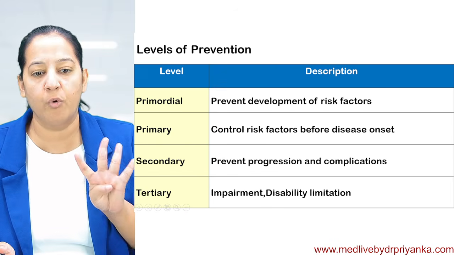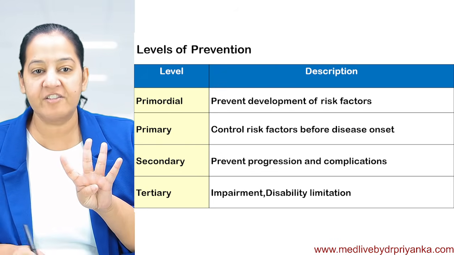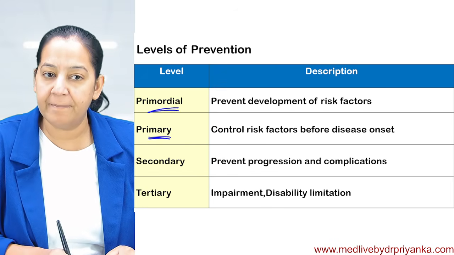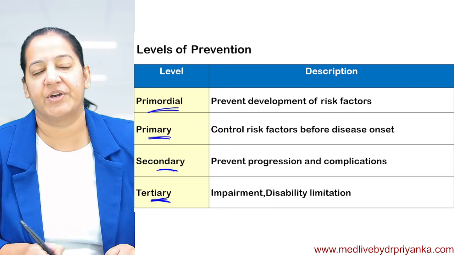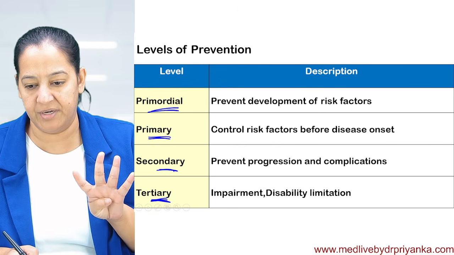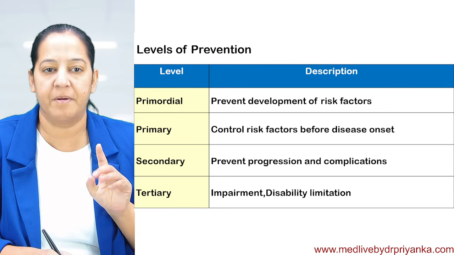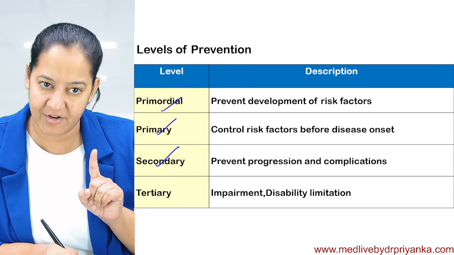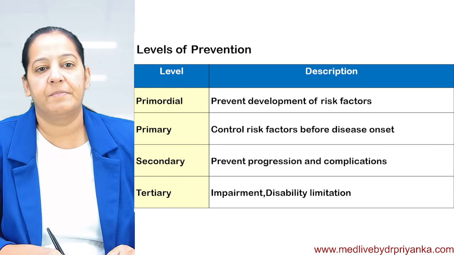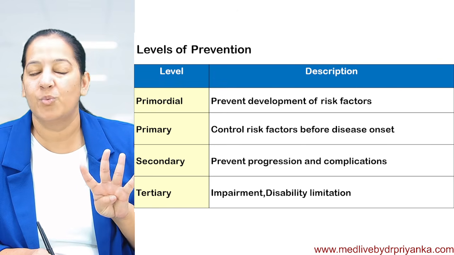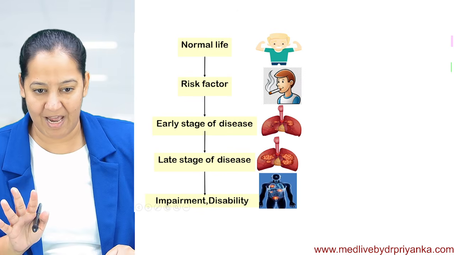Prevention. There are 4 levels of prevention. What are the 4 levels of prevention? Primordial, primary, secondary, and tertiary. These are the 4 levels of prevention. You can see the 4 levels of prevention: primordial prevention, primary prevention, secondary prevention, and tertiary prevention. What do you mean by that? We will understand with the help of an example.